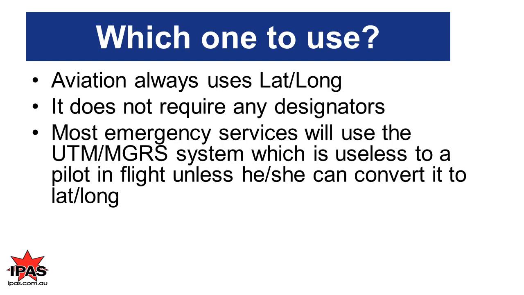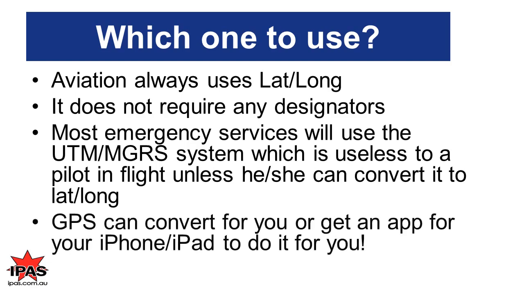However, most emergency services will use the MGRS system, which unfortunately is useless to a pilot unless he or she can convert it into a latitude and longitude. Now that's doable, GPSs can do that, but it does take a number of keystrokes. So you don't really want to provide that sort of information to a pilot in flight, because it just increases their workload. A GPS can convert it for you, or you can get an app for your iPhone, iPad or Android device, and it'll do it for you.